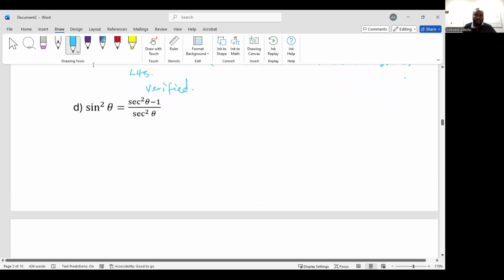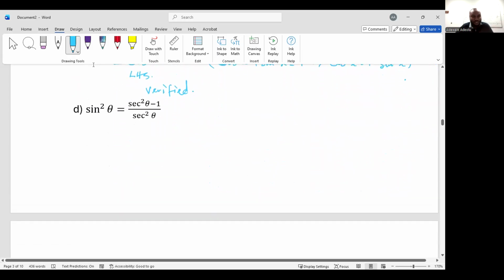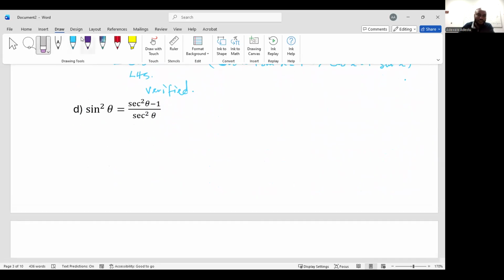Okay, what about these? I will claim that the right-hand side is much more complicated than the left-hand side. I think that is obvious. So I will start from there. I will say from right-hand side, which is secant squared of theta minus 1 divided by secant squared of theta.